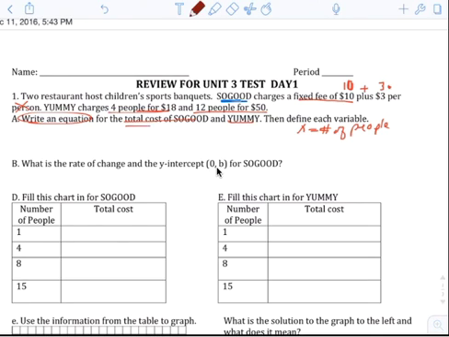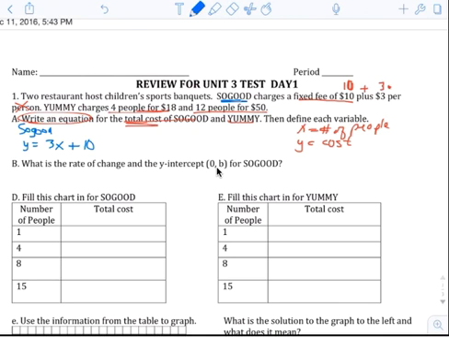Write an equation for total cost. So we want to know total cost. y equals the cost then. Okay, all right, let's see. Let's go with So Good. So Good is y equals 3 times the number of people plus the $10 initial fee, or one-time fee of $10.